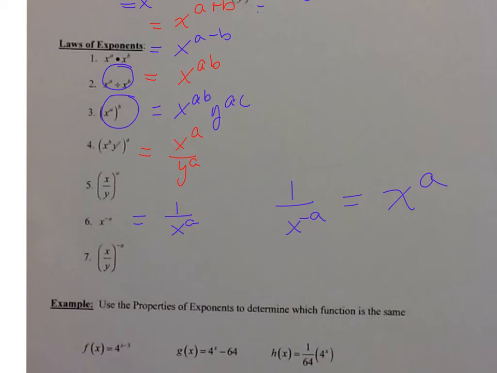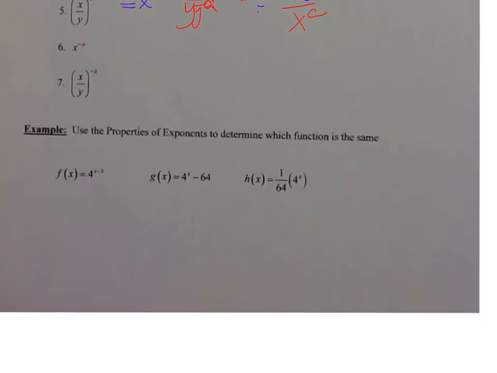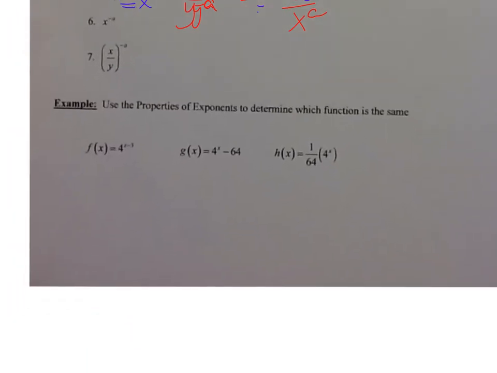So we have x over y raised to the negative a power. That's x to the negative a, y to the negative a, and to make them positive, you flip it. So it's y to the a over x to the a power. All right, so take a look at the example below. It says use the properties of exponents to determine which functions are the same.